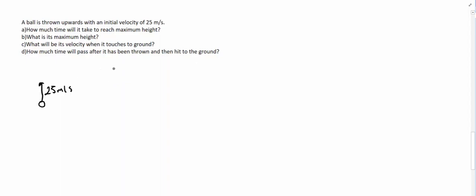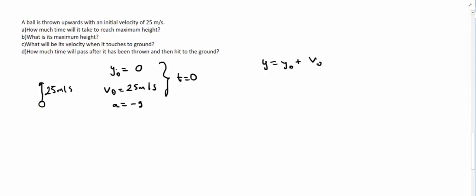So, what has the question given to us? y0 is 0, okay? And v0 is 25 meters per second. And our acceleration is minus g, okay? And our equation that we will use is v0t plus 1 over 2 at squared. And that is v equals v0 plus at. And this is becoming minus 1 over 2 gt squared, of course. We will write it.